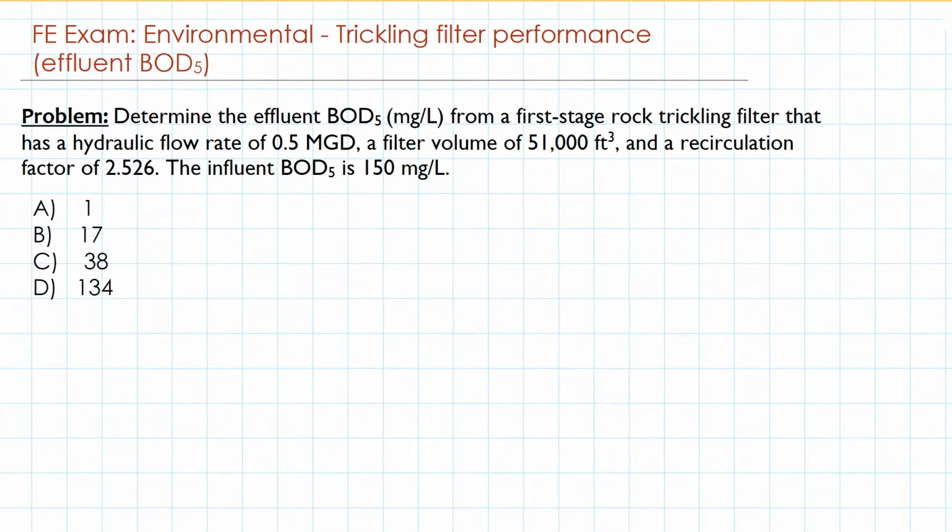Today we will solve an environmental FE exam problem related to trickling filter performance. Let's get started. Our problem states that we need to determine the effluent BOD5 in milligram per liter from a first stage rock trickling filter that has a hydraulic flow rate of 0.5 million gallon per day, a filter volume of 51,000 cubic foot, and a recirculation factor of 2.526. The influent BOD5 is 150 milligram per liter.